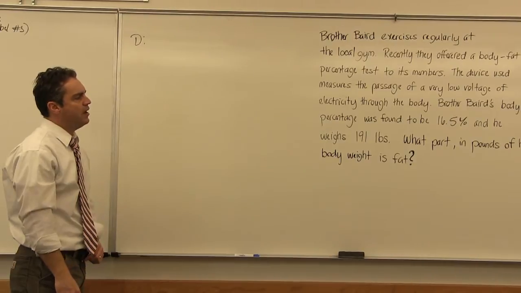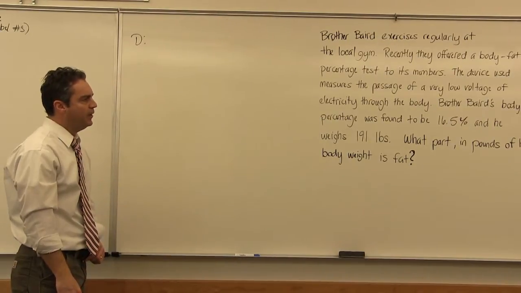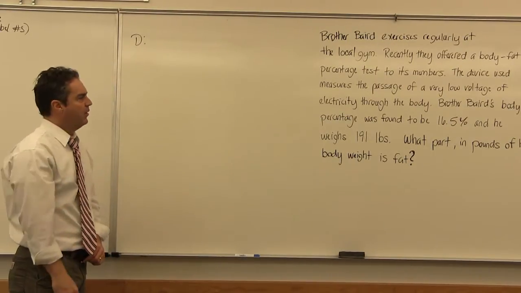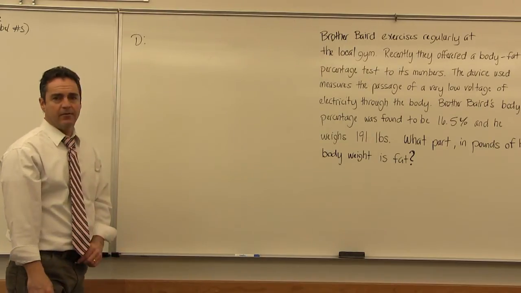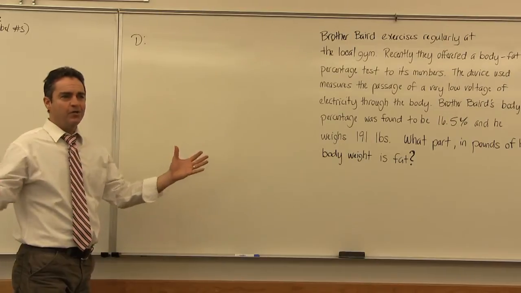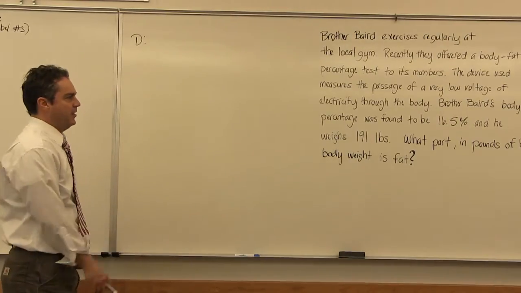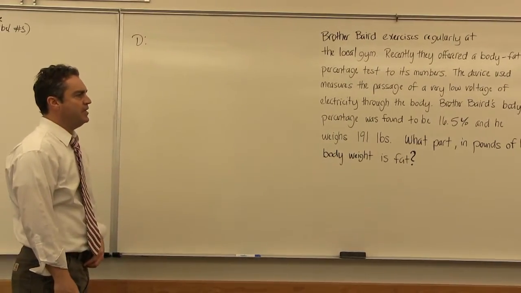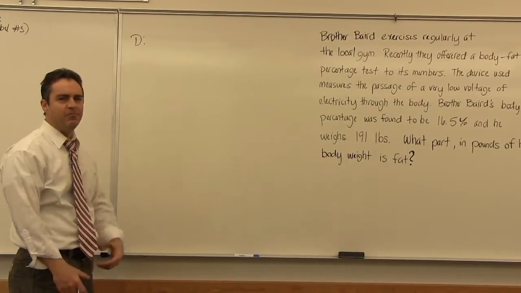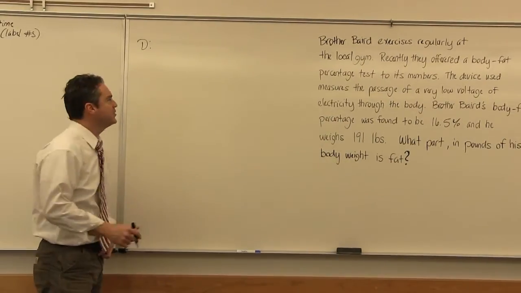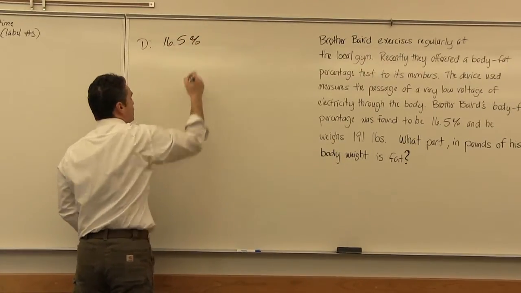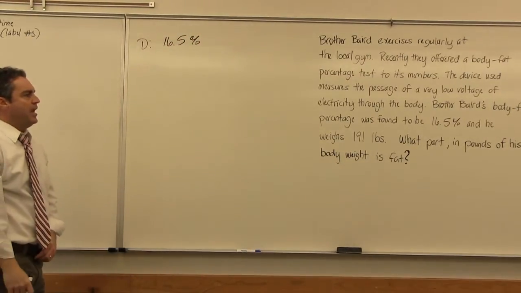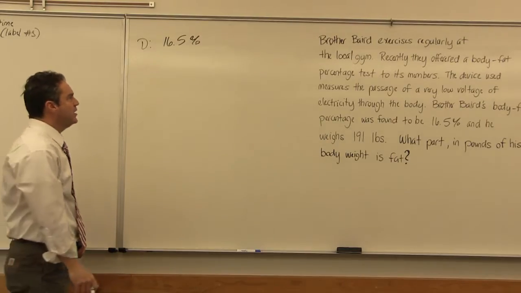Measures the passage of a very low voltage of, again, no numbers. Electricity through the body. Brother Baird's body fat. Again, garbage. We don't need to understand any of this. Percentage was found to be 16.5%, and beautiful. We have numbers. This is what we're looking for. 16.5. And we label this. It's a percent. Okay? And he weighs, next slide, 191 pounds.